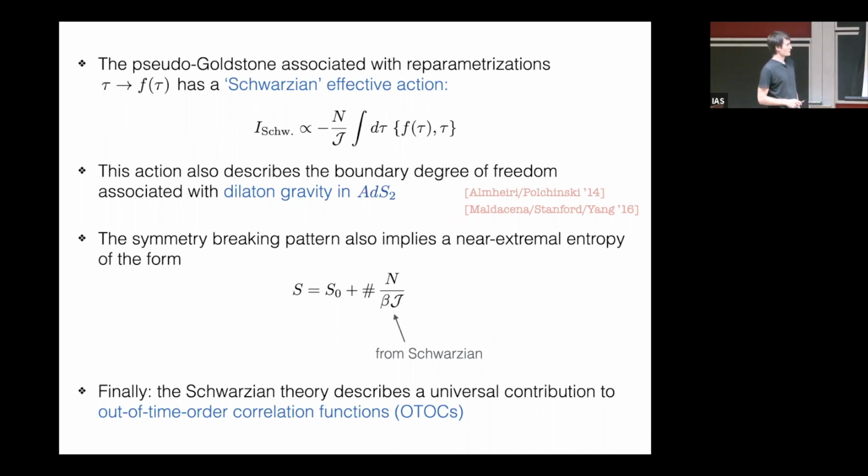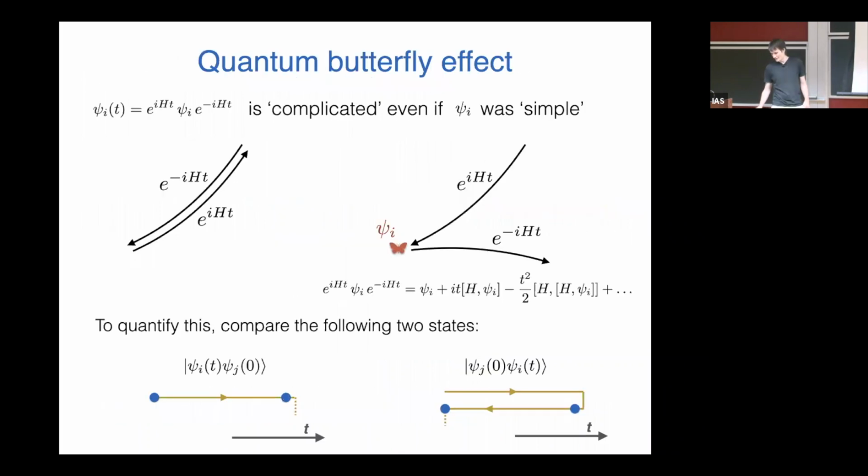One thing that follows from the symmetry breaking pattern that will play a role later is that you can understand many aspects of the low temperature thermodynamics from symmetry arguments and from this kind of structure. One example is the entropy at low temperatures, which has an extremal piece, and then a piece which is extensive in n and linear in the temperature. This piece is described by the Schwarzian action, and so it follows from the symmetry breaking pattern. Another feature that makes the connection with gravity, which we'll get back to, is that the Schwarzian describes an enhanced contribution to four-point functions in this model, in particular to the out-of-time order four-point functions that quantify chaos.